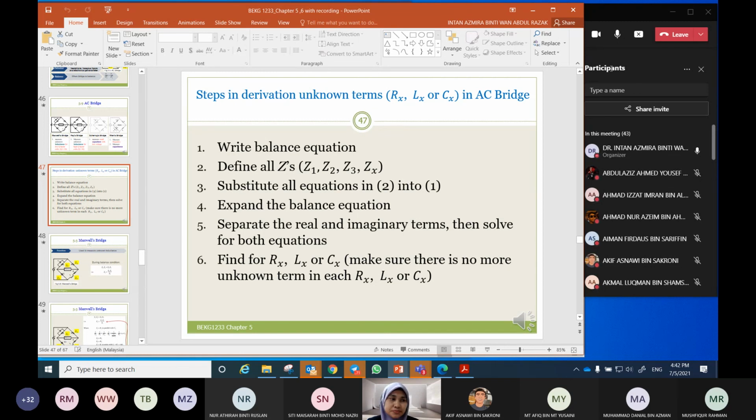So these steps are applied for all AC bridge circuits. We have 4 configurations, apply for all. So no need to match. Is this circuit for Schering or Hay or what? You need to match, no need to memorize the circuit. You just derive for unknown term for that particular circuit.